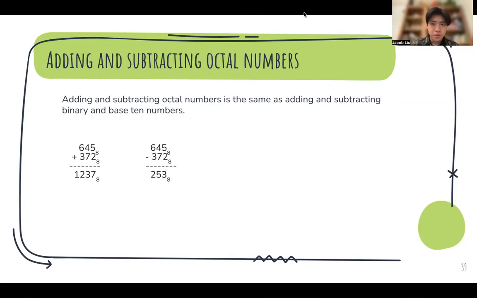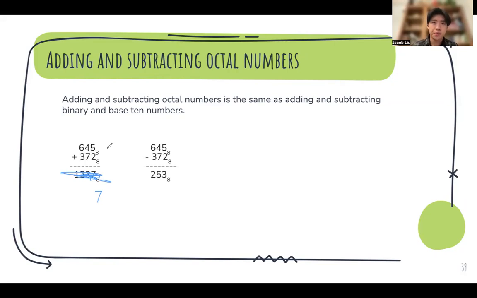So, for example, if you were to do 645 plus 372 in octal, right? You simply do 5 plus 2, which is 7. I'll cross this out first. Okay. 5 plus 2 is equal to 7. 4 plus 7. Now remember, 7 is the maximum digit in octal.